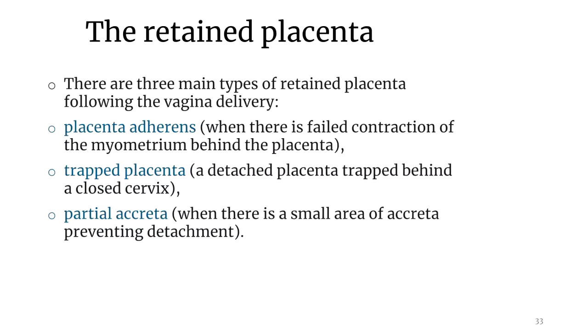Retained placenta: there are three main types. Placenta adherens, when there are failing contractions of the myometrium. Behind the placenta, we got a trapped placenta. We already talked about that. Or we have a partial accreta placenta.